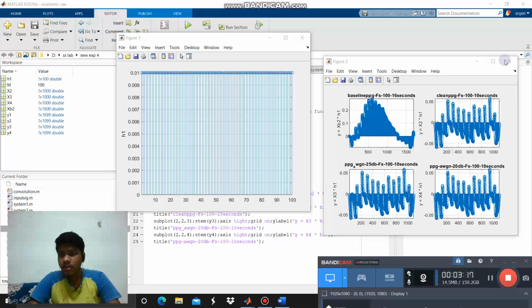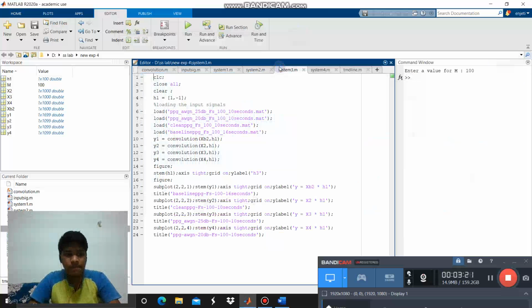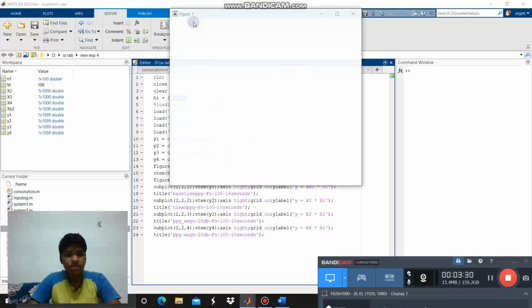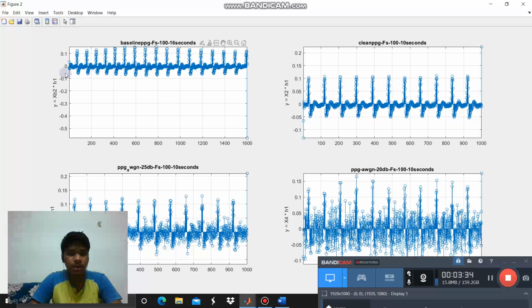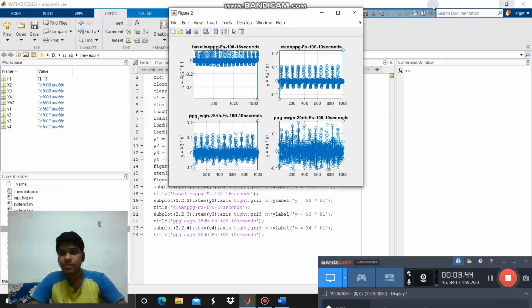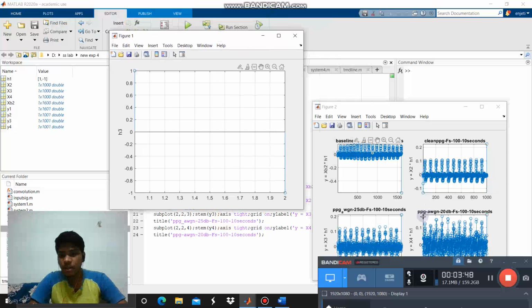Now coming on to the next part, system 3. Similarly, for system 3, the impulse response is 1, minus 1. The output of convolution is this. Here we can see that only high frequencies are passed, so we can say that system 3 is a high pass filter because only high frequencies are passed, and this is the impulse response for system 3.